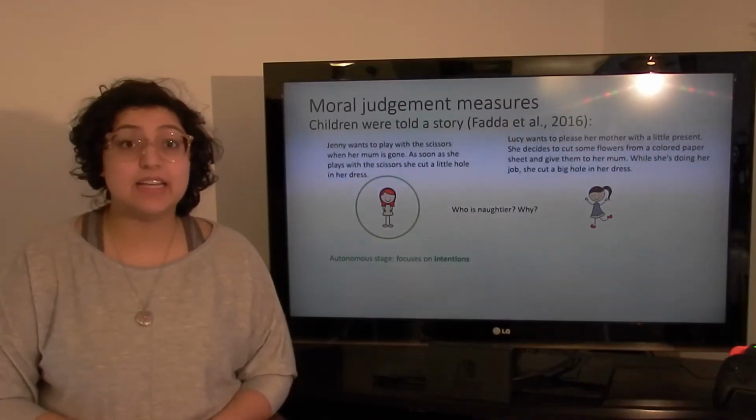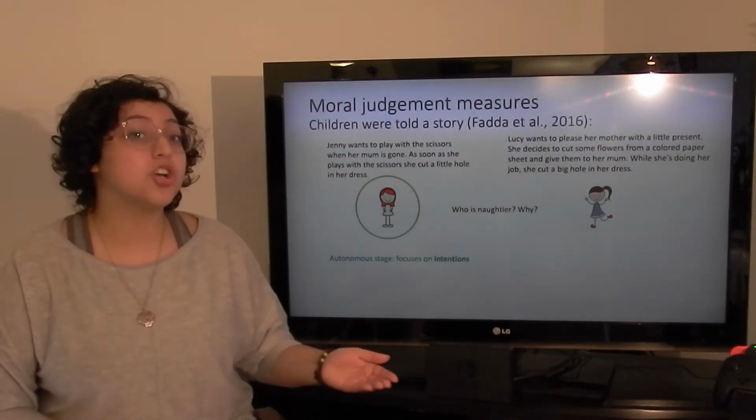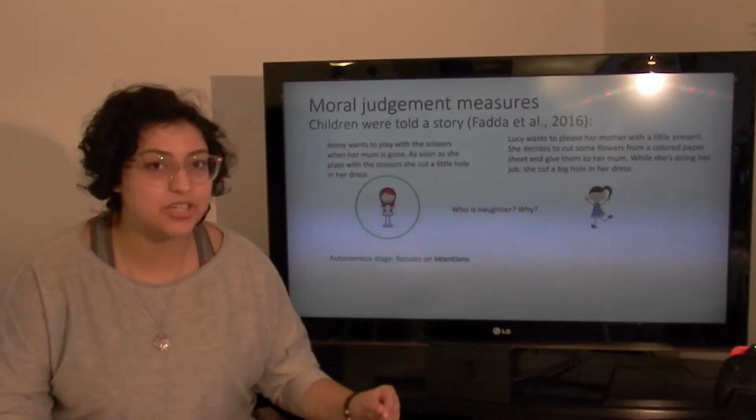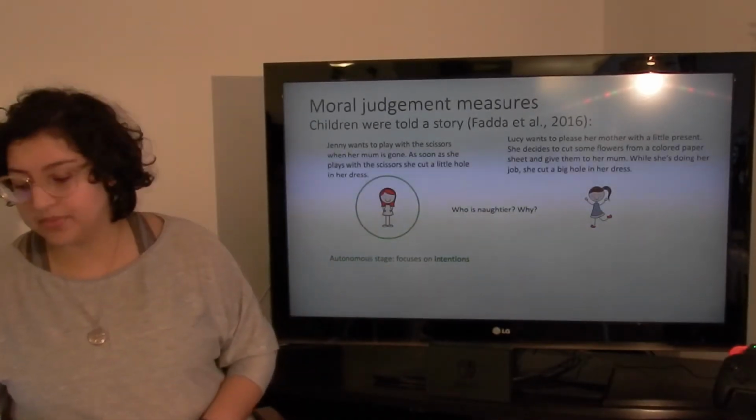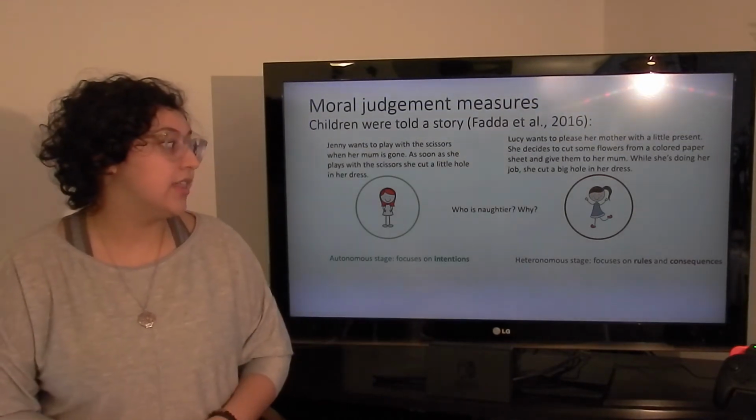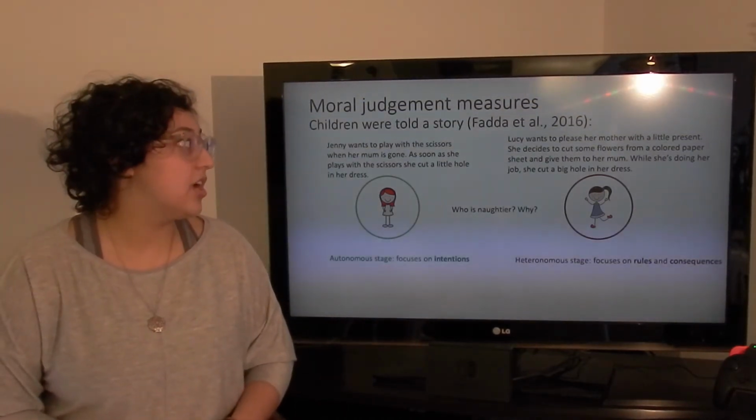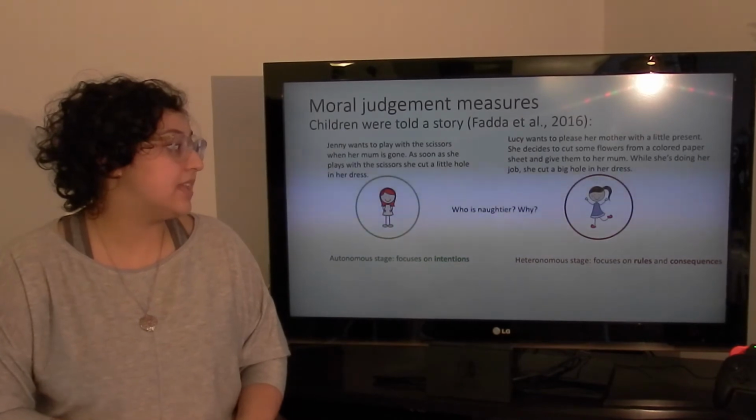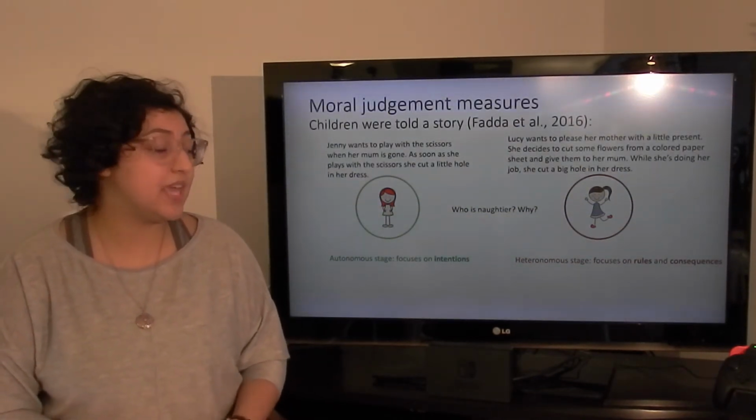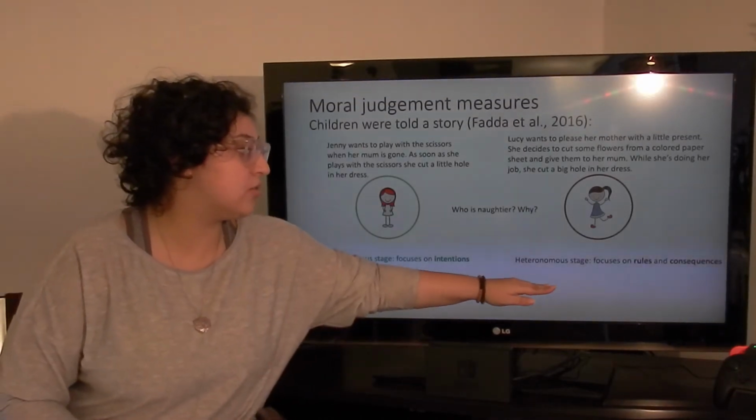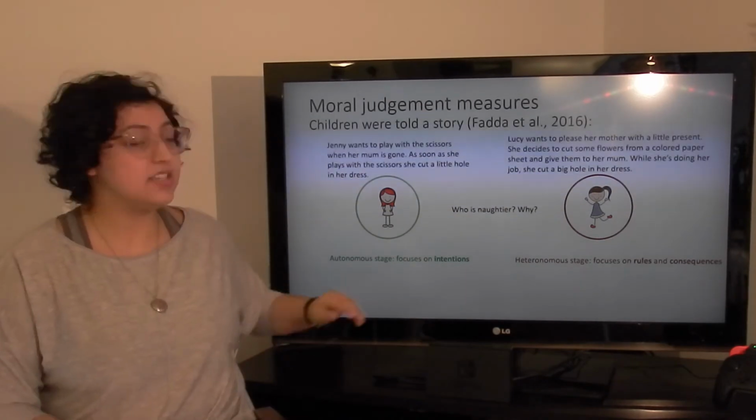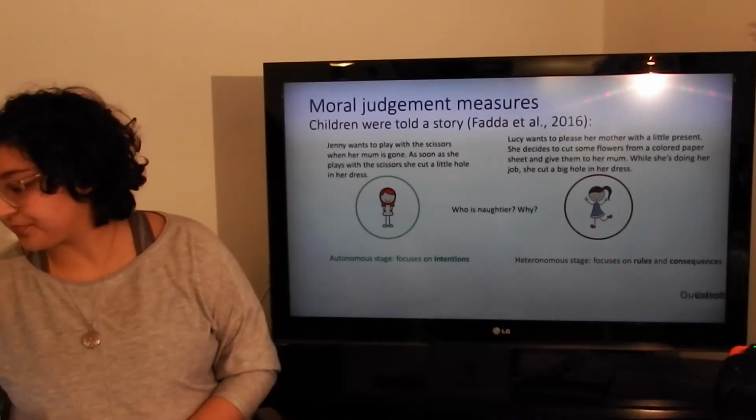If children say that Jenny is naughtier, they're in the autonomous stage of moral judgment, meaning that they focus more on intentions rather than consequences. If they say that Lucy is naughtier, they're in the heteronomous stage of moral judgment, meaning that they focus more on rules and consequences. Children with ASD are usually in the heteronomous stage and tend not to pass that stage as early as typically developing children.